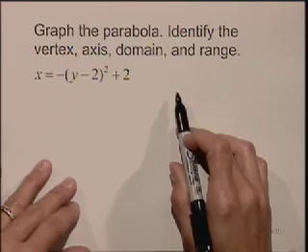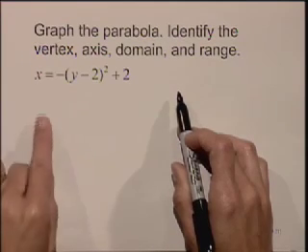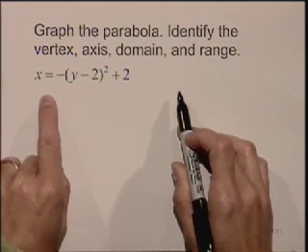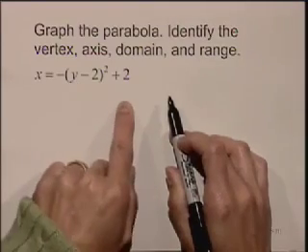Graph the parabola. Identify the vertex, axis, domain, and range. Here we have the parabola x is equal to the negative of the quantity y minus 2 squared plus 2.